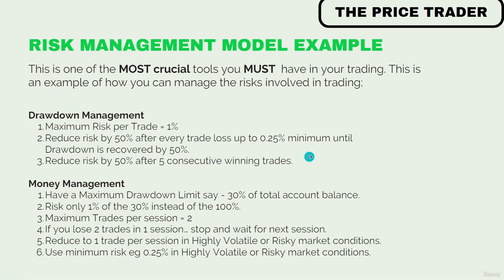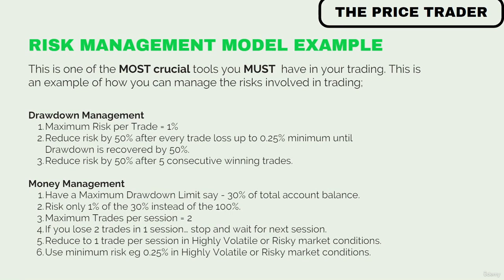Another thing: you reduce your risk by 50% after 5 consecutive winning trades. What happens after winning trades consecutively? There tends to be an overconfidence that builds up. So you want to really cap that by reducing your risk instead of increasing it.